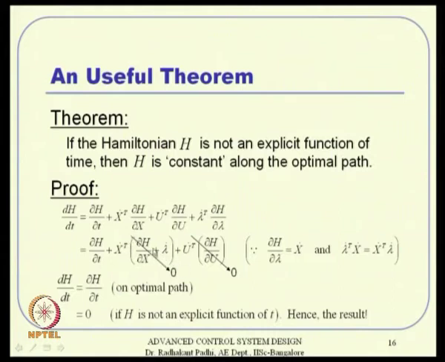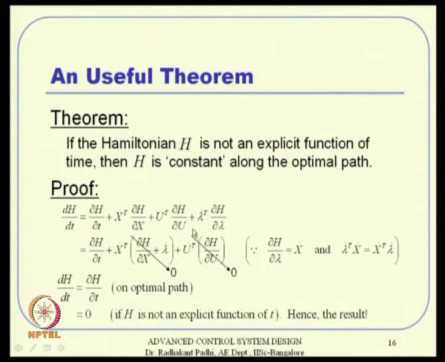And remember, del H by del lambda equal to x dot is nothing but your state equation, x dot equal to f of t, x, u. So, while combining that, we have already used the state equation. Now, after combining, you can also see that this particular thing satisfies the co-state equation, because lambda dot is minus del H by del x, and del H by del u equal to 0 essentially satisfies the stationary equation or the optimal control equation.